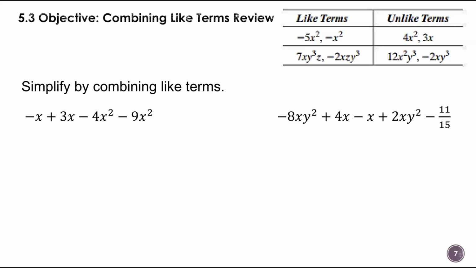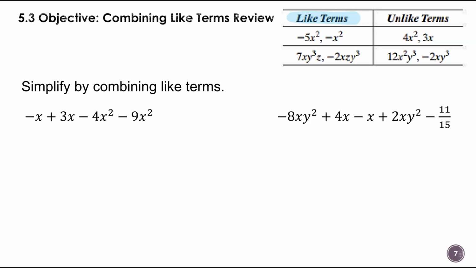Okay, so we're going to continue this lesson on polynomials. Notice on this one we're talking about combining like terms, and it says review because that should be something that you've seen before. When we're talking about like terms, that means that they have to match as far as the variables and the exponents. So notice on these first two we have negative 5x squared and negative 1x squared. They're like terms because they are both x squared.